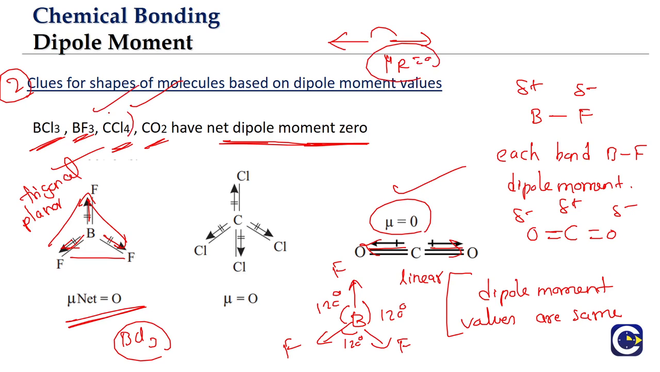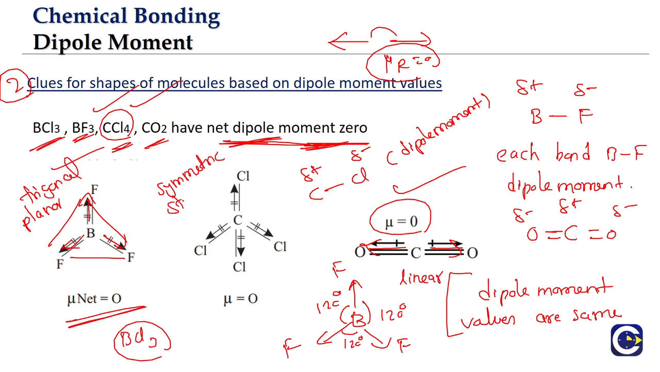Similarly, when it comes to CCl4, each of the carbon-chlorine bonds has a dipole moment. In a carbon-chlorine bond, carbon is partially positive and chlorine is partially negative. So each of these bonds must have a dipole moment. Since the overall molecule does not have any dipole moment, CCl4 also must have what we call a symmetric structure.